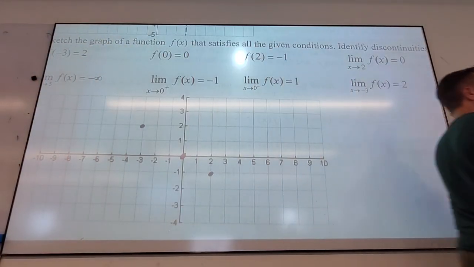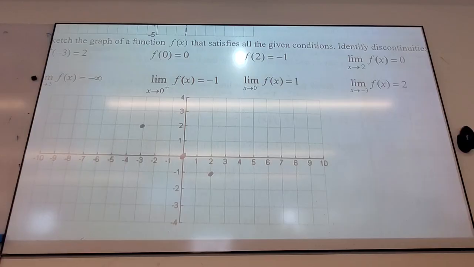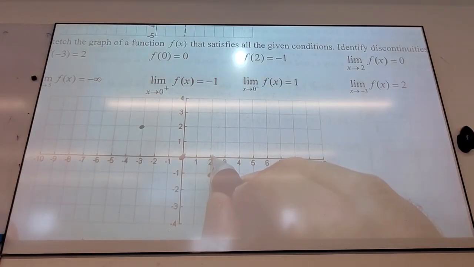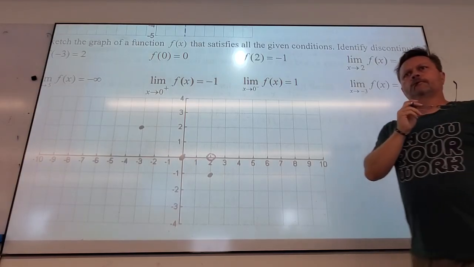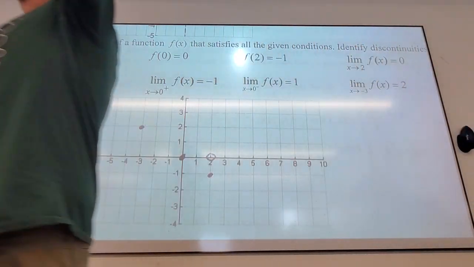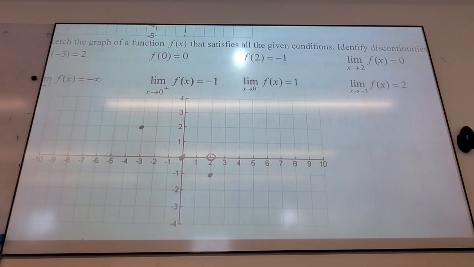So as I approach the input of 2, I should be approaching the output of 0. So I know I can put in an open circle at 2, 0. Does everybody see that? Now, if I would have said f of 2 equals 0, would that open circle have been filled in? Yeah, but you can still think of it as, if I see the limit as x goes to something equals this number, I know where to put the open circle. Maybe it's filled in because I already said it's that. You guys kind of with me? That tells me where to put the open circle that it wants to approach from both sides.